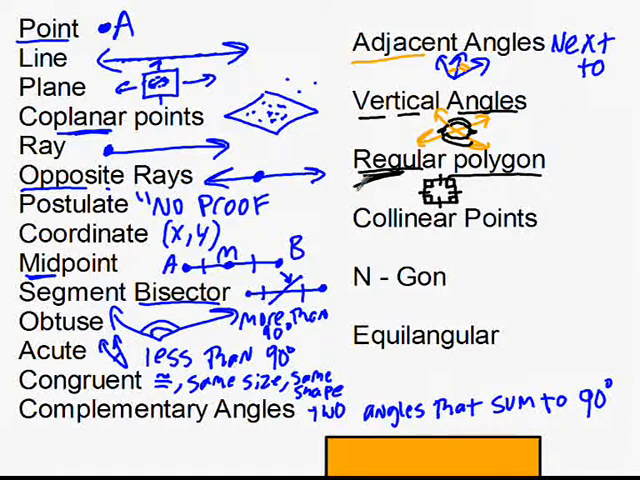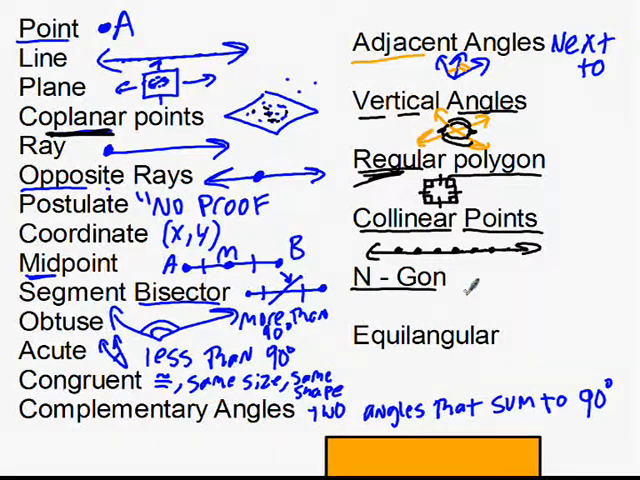Collinear points, just like we had coplanar points over here. Here we have all the points in the same line. Rather than being in the same plane, these ones are on the same line. An n-gon is a polygon with n sides. So a 37-gon means that it has 37 sides. A square or quadrilateral is a 4-gon.